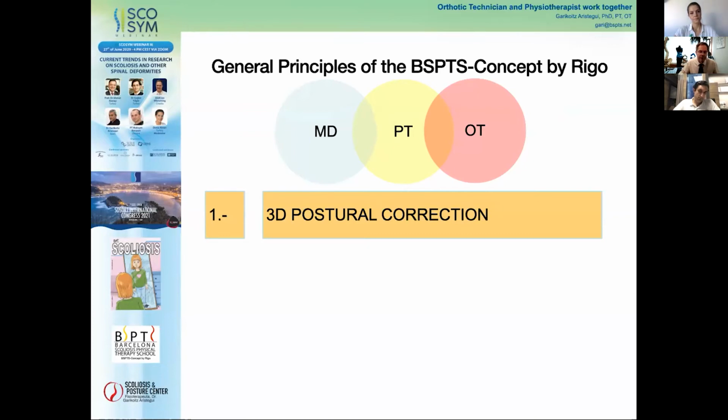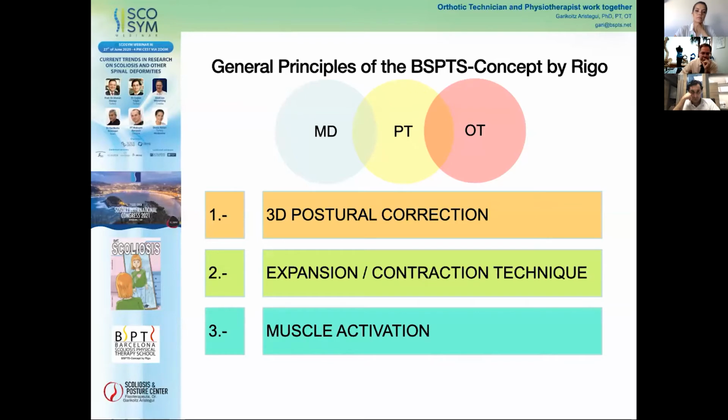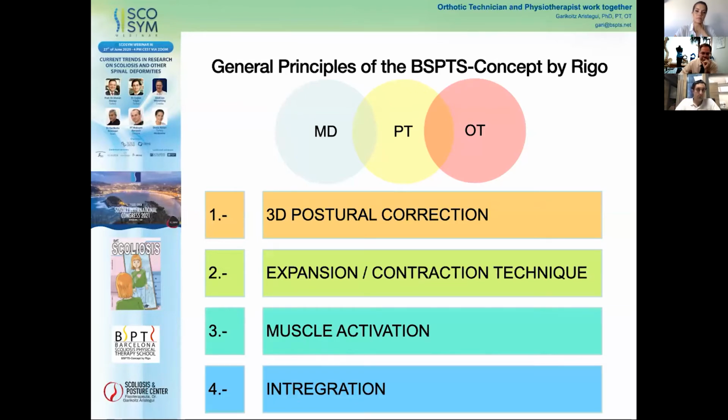Medical, physiotherapists, orthotics. If we are working with the patient, the most important thing is to start with the three-dimensional postural correction. The second thing that we use is the expansion and contraction technique. The third, muscle activation, and the last one, the integration.